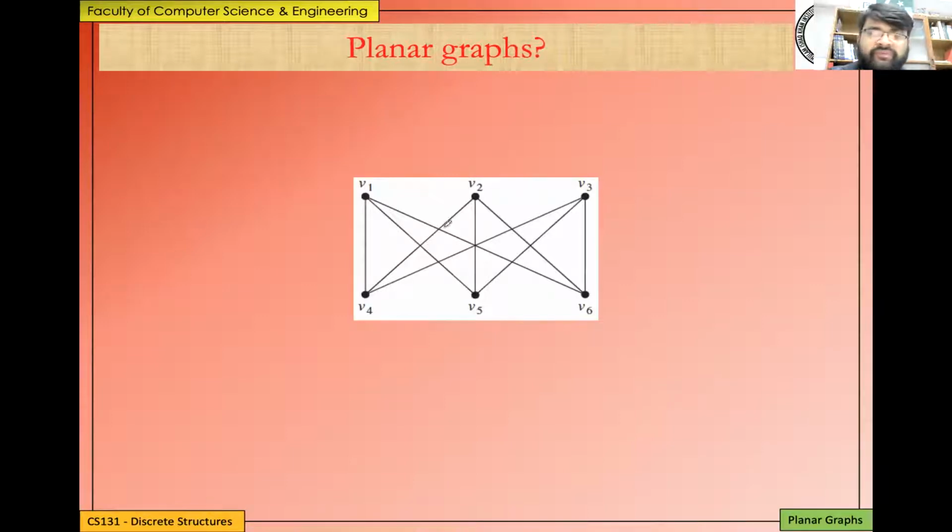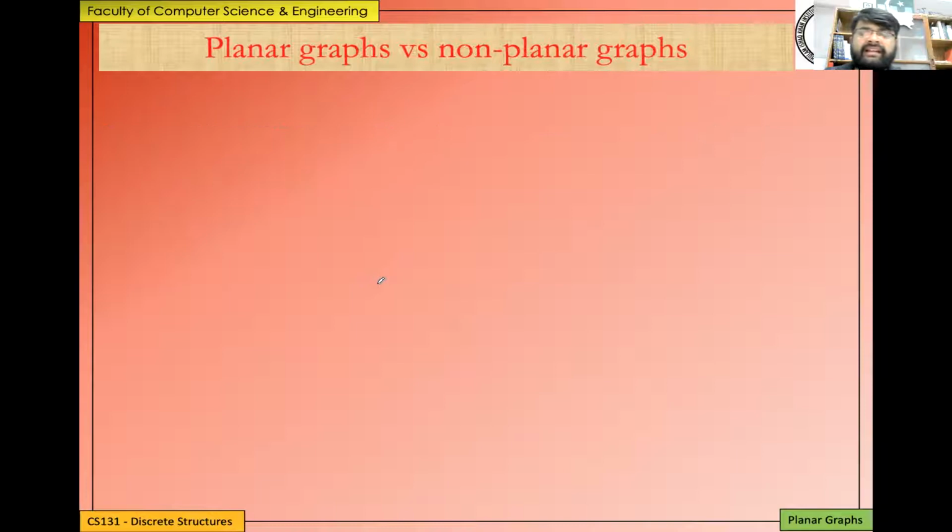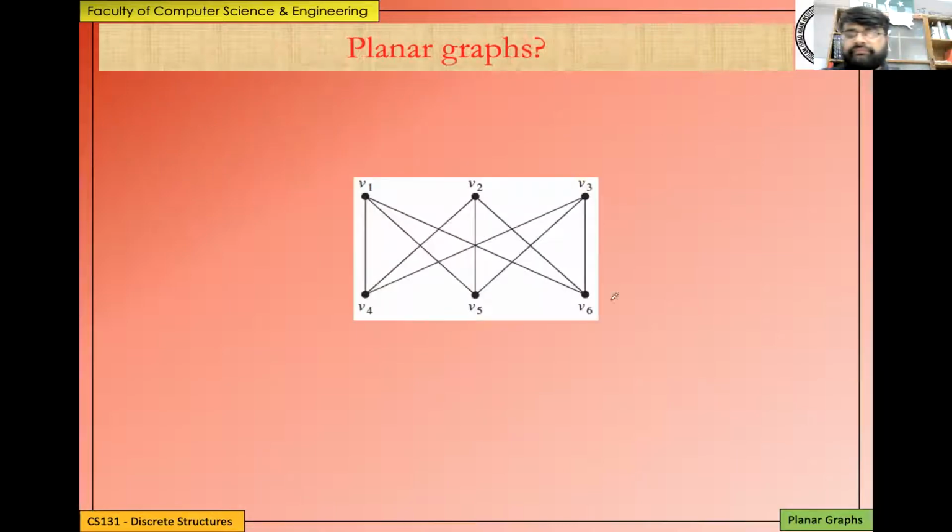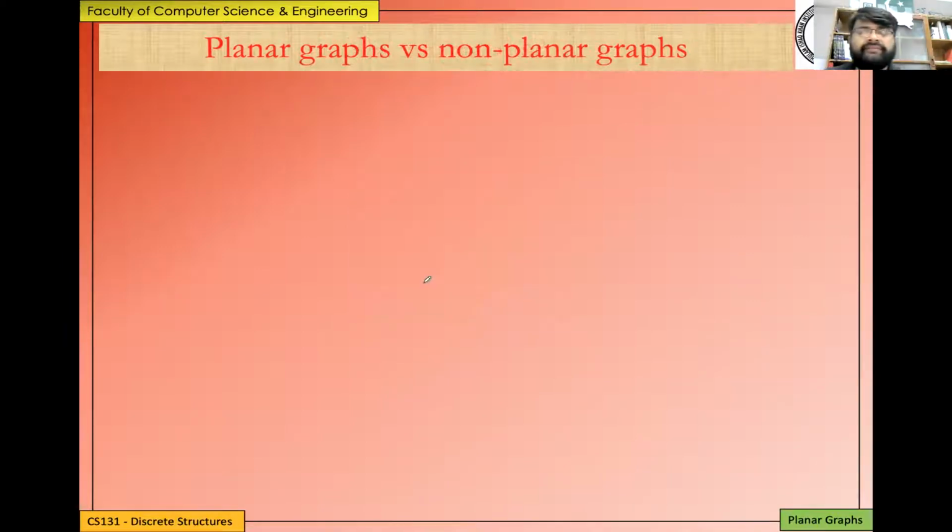Can you draw a planar graph for this K33 bipartite graph, right? So this is a K33 bipartite graph, as you might know. And the idea here is that this one cannot be converted, whatever you do, into a planar graph, right? And we'll know why in a couple of minutes.